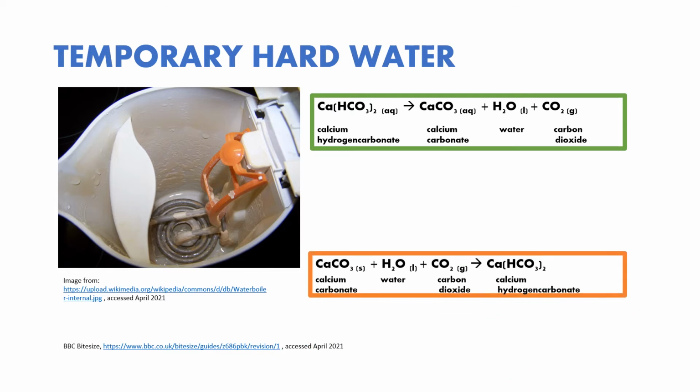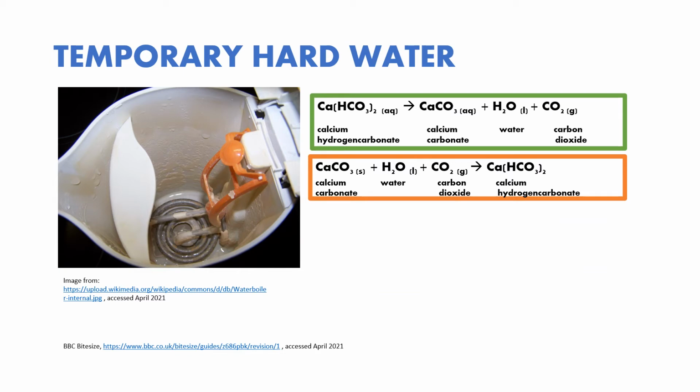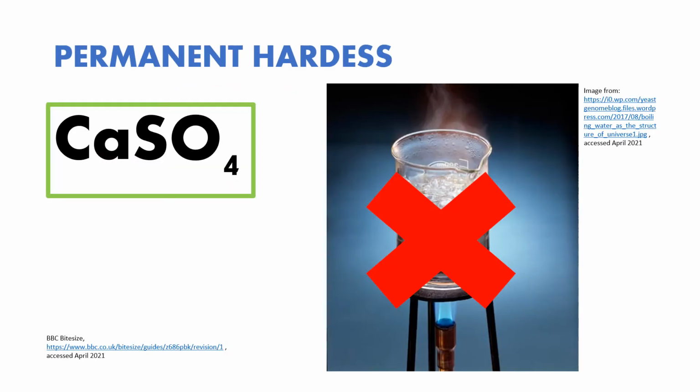Now, as you can see from the equations, the process of removing temporary hardness is the reverse of the formation of temporary hard water. So, we've talked about temporary hardness. Now let's talk about permanent hardness. Permanent hardness is caused by dissolved calcium sulfate. And unfortunately, unlike temporary hard water, boiling cannot remove the hardness, as it is caused by calcium sulfate, which is not broken down by heat.